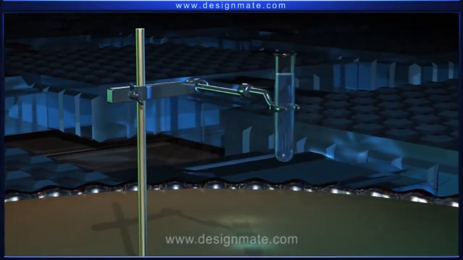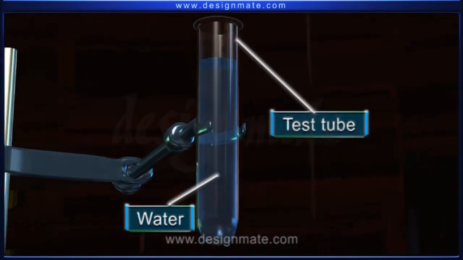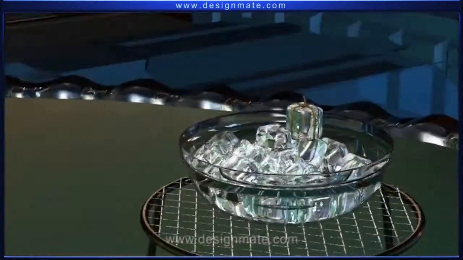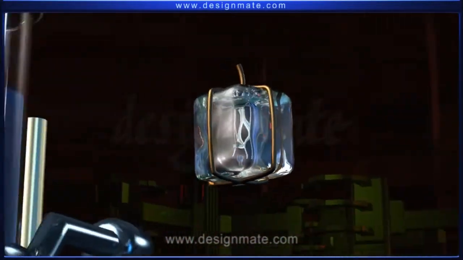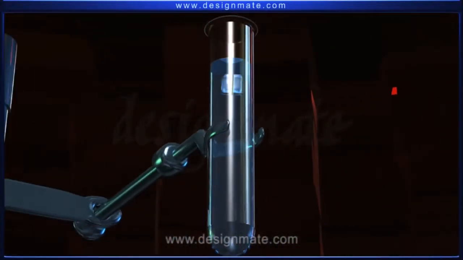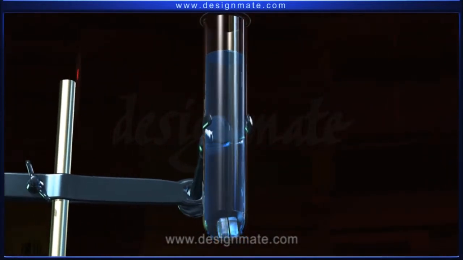Let us perform another simple activity. Take a test tube filled with water. Take a piece of ice and wrap a copper wire around it. On dropping this ice piece into the test tube, it settles to the bottom of the test tube.